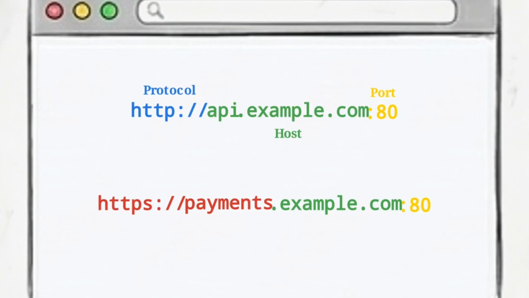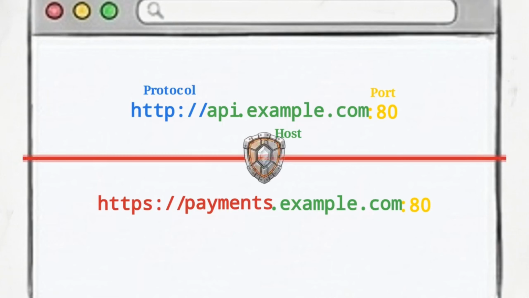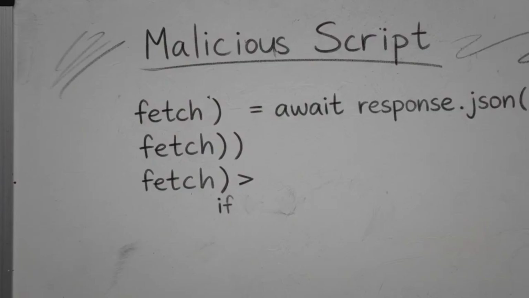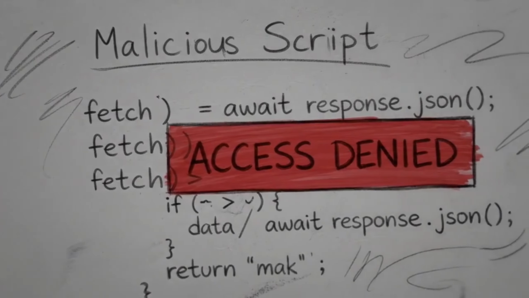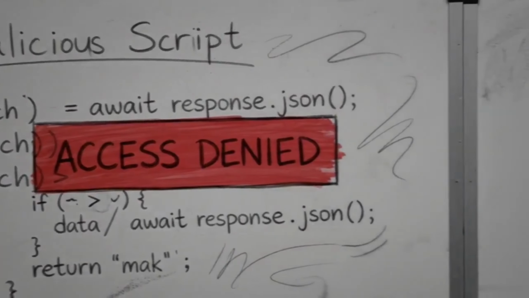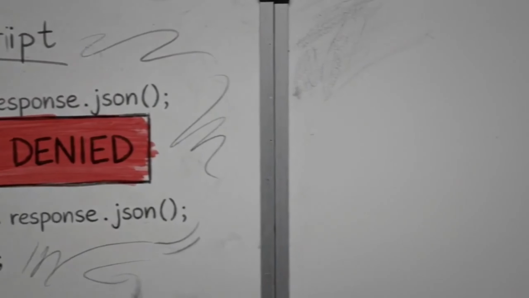An origin is a specific combination of three variables: the protocol, the host, and the port. Change even one of these, like moving from HTTP to HTTPS, or requesting an API on a different subdomain, and you cross the boundary. The same origin policy exists so a malicious script on one website cannot execute unmediated network calls, accessing private data from a different domain.